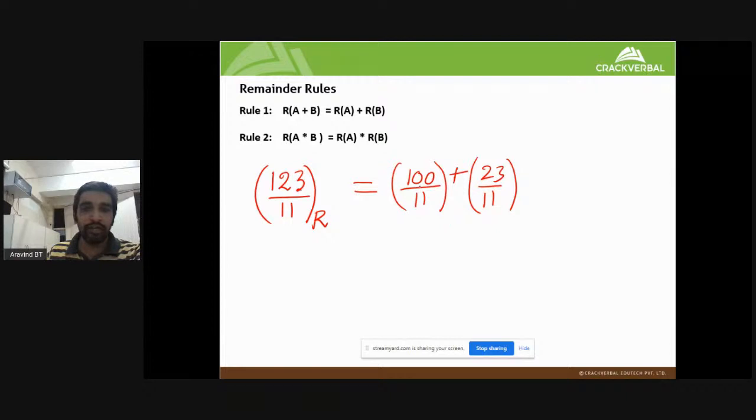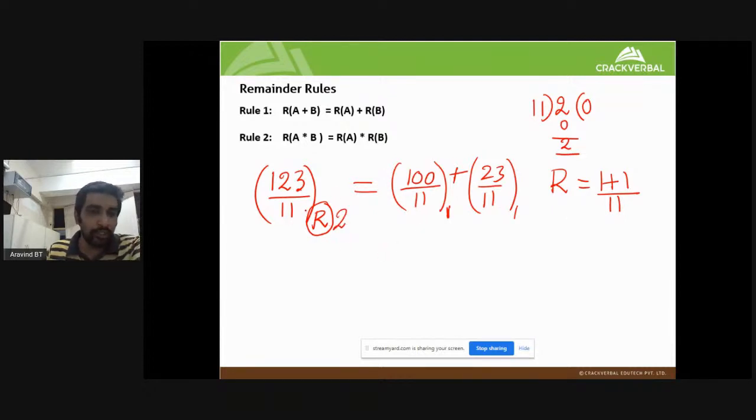So I understand that if I divide 100 by 11, the remainder is 1. If I divide 23 by 11, the remainder is 1. So how do I find out the final remainder? All that I have to do is add the remainders, 1 plus 1, and divide by 11 again. So if I divide 2 by 11, I know the quotient is 0 and the remainder will come out to be 2 itself. So the value of R is 2.